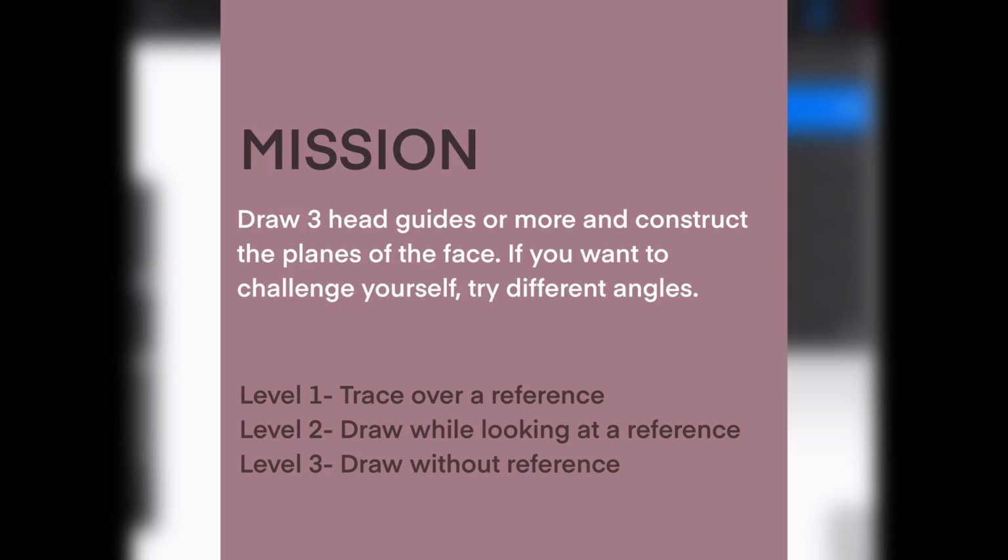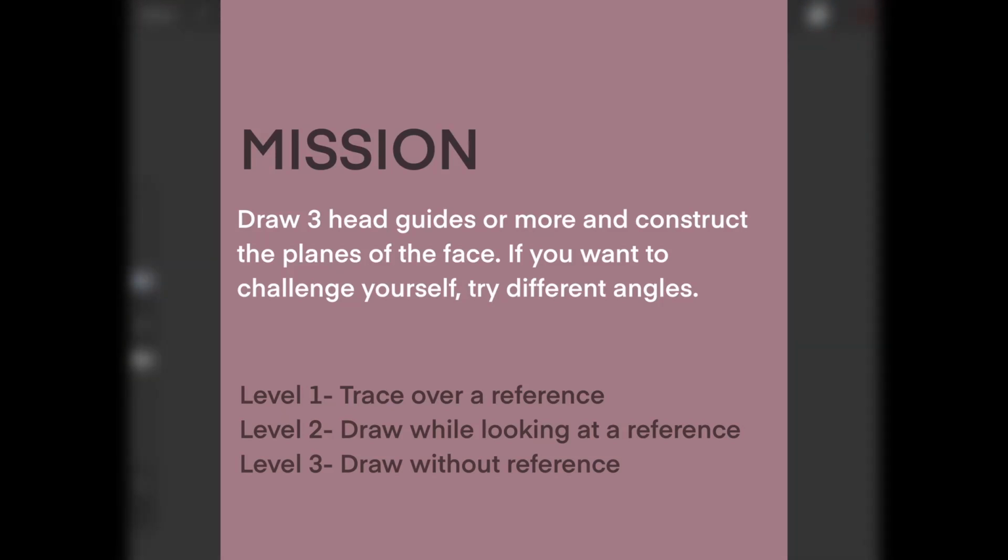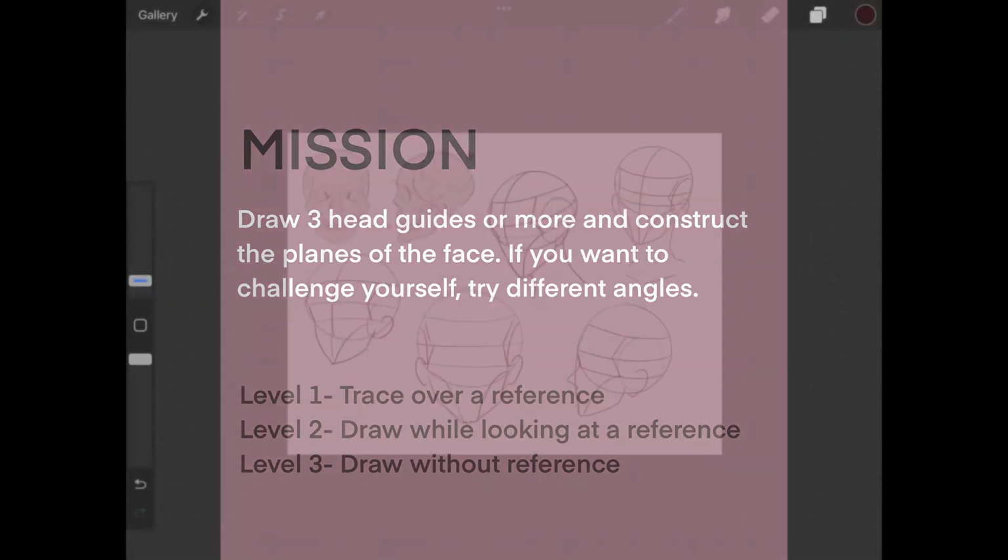So again, for this exercise, there's 3 different levels. If you are still a beginner, you can go ahead and trace over a reference. If you are comfortable with that, you can try drawing while looking at a reference. And finally, if you think you can draw without a reference, go ahead and do that.